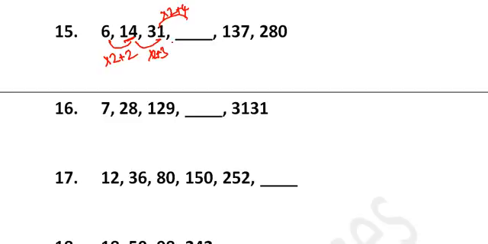Into 2 plus 4 is how much, friends? 31 into 2 is 62. 62 plus 4 is 66. This you will be getting as the answer.